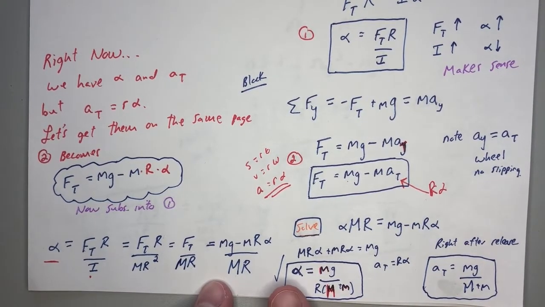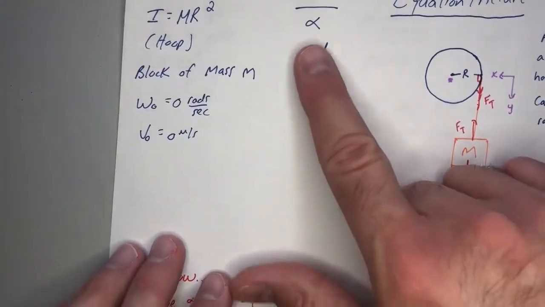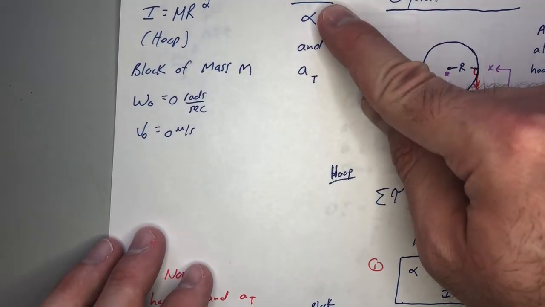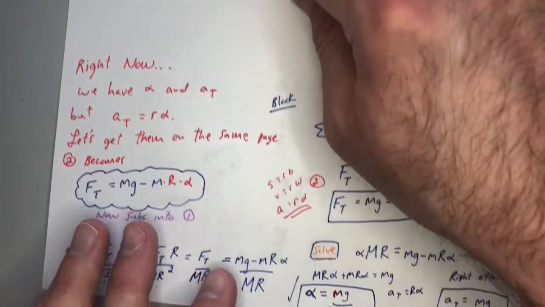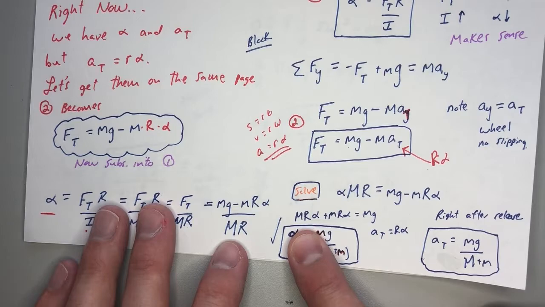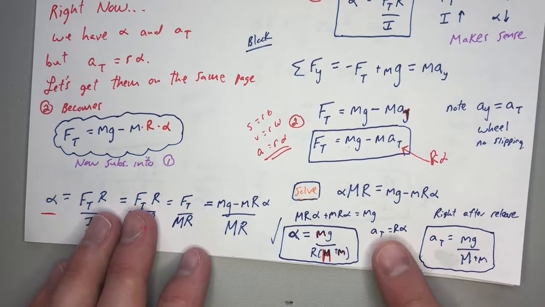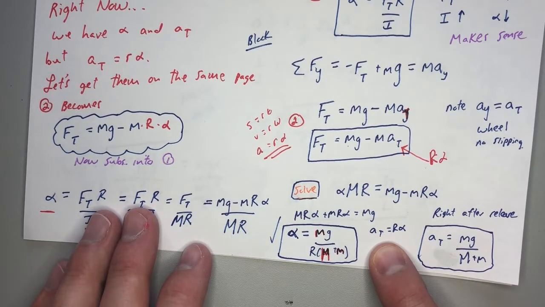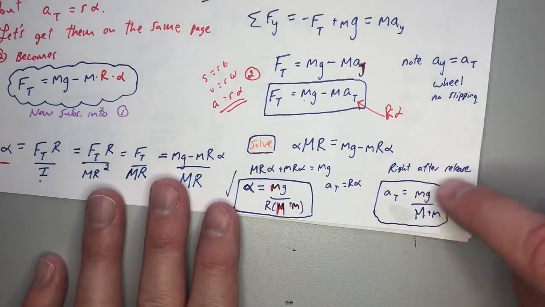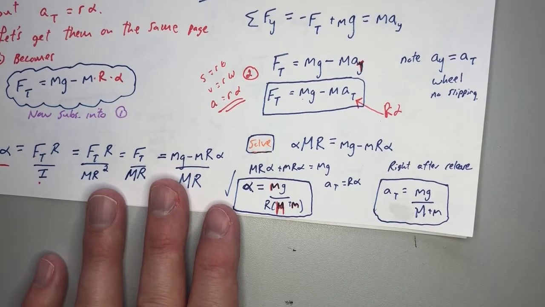And one last little thing, they said, hey, once you know the alpha, can you find what your AT is? So instead of doing angular like radians per second squared, can we get meters per second squared? And just remember that relationship, AT equals R alpha. So if this is your alpha right here, you just times it by the R, and that'll get you to the linear acceleration there. Times this by R, and then you'll realize you have an R on top and bottom. It just simplifies down to little mg over big M plus little m. That's just something to watch.